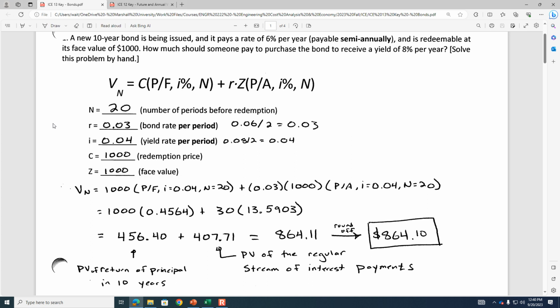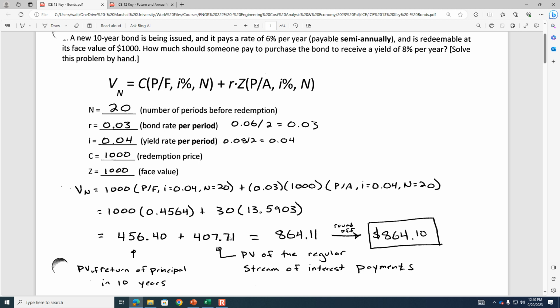The answer is up here on the screen now. The present value of the bond is $864.10, if we round off to 4 digits because of this P/F factor. So the two pieces of value in the bond is the present value of the lump sum payment at the end and the present value of the interest payments over time. And if we combine those two pieces of value together, then it tells us the present value of the bond is $864.10.